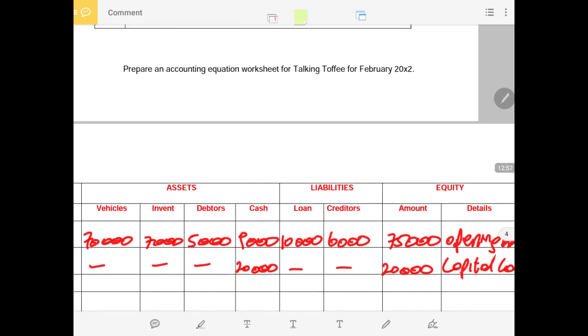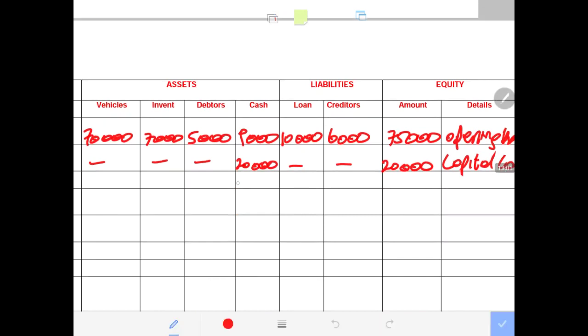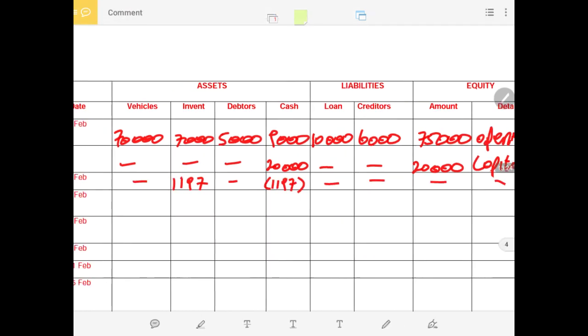Money is going out. Therefore now our bank account, we expect it to decrease by an amount of 1,197. That is the amount by which our bank will decrease. Then we have to say, because our inventory will have to go up, therefore 1,197 will be recorded as plus 1,197. Then all other columns will not be affected.